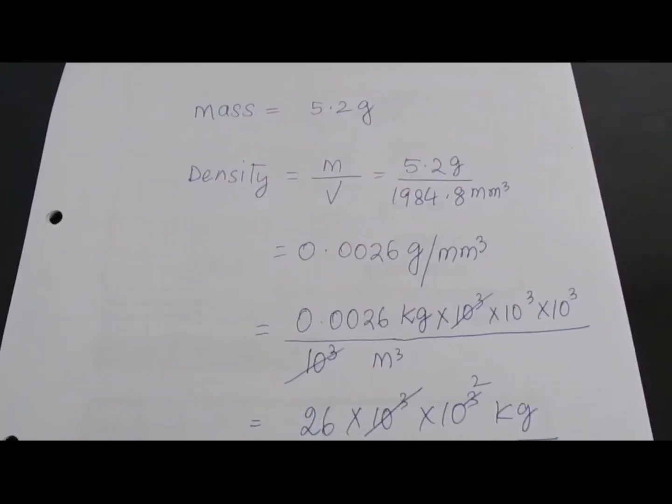Final step to find the density: we have found both the mass and the volume. Now we just need to take the mass divided by the volume. In this case our mass is 5.2 grams divided by 1984.8 millimeter cube, and the density is 0.0026 grams per millimeter cube. The SI unit of density is kg per meter cube, so if you want to change it, you can.